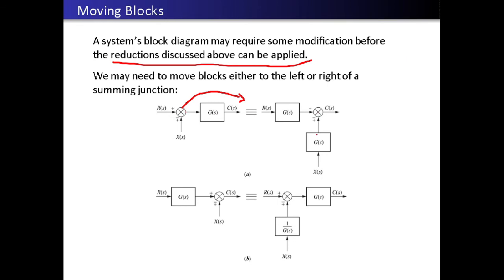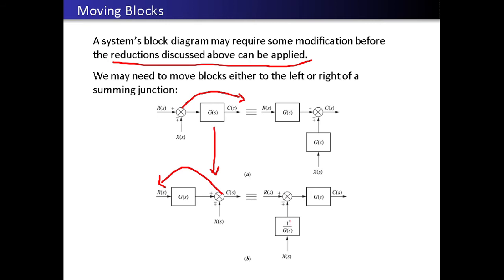Okay, in that case you can see one extra gain is added with X of S, that is G of S. Now the same thing but in the opposite direction: you can see that your summing point is right here, before the gain block. This is the mirror image, and in that case your summing point needs to be ahead of the gain block.